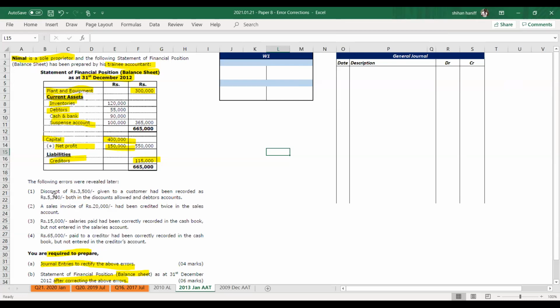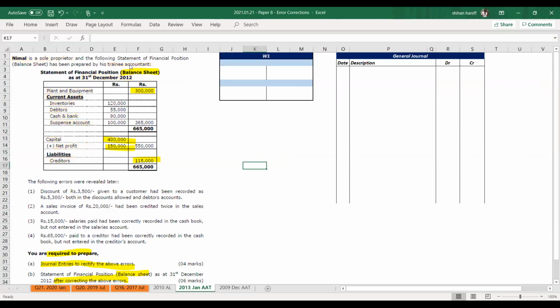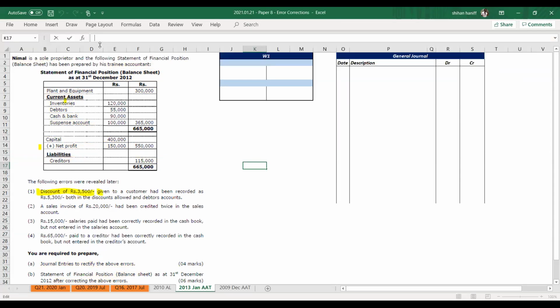Now let's do the errors. Let's do the correction of errors. So number 1, discount of 3,500 given to customer has been recorded as 5,300 in the discounts, both in the discount allowed and debtors accounts. So this transaction, let me do a working.